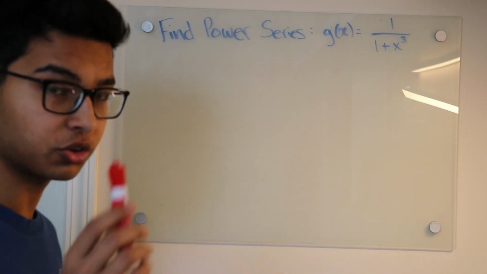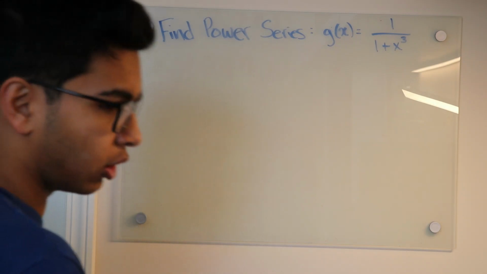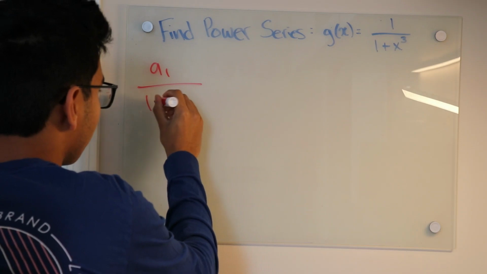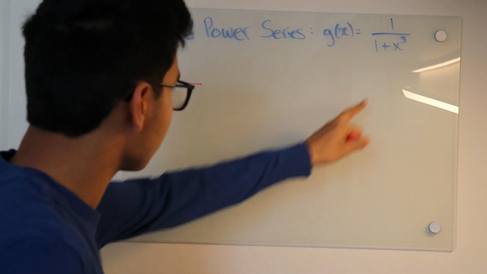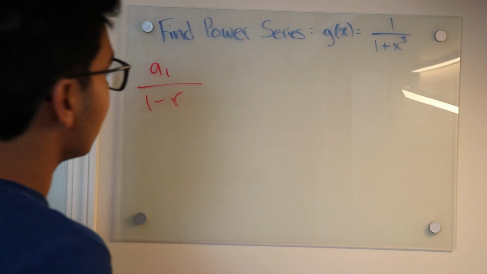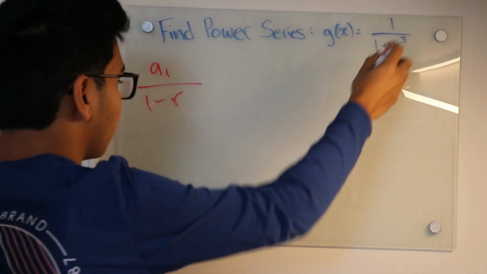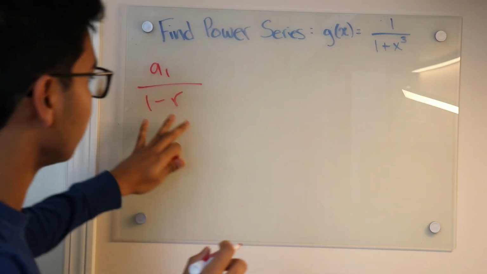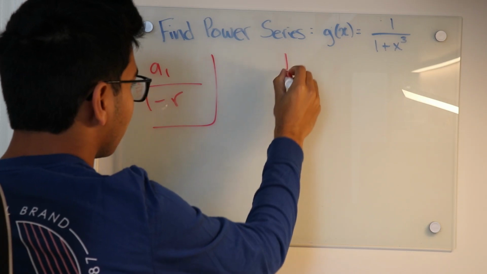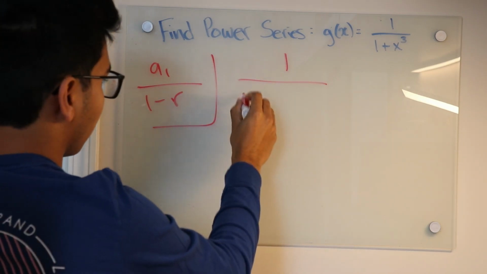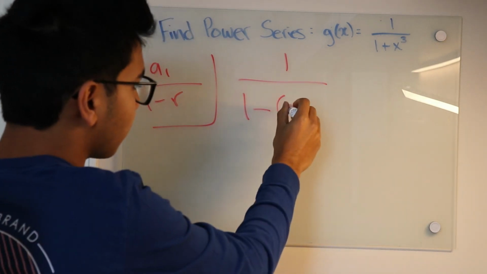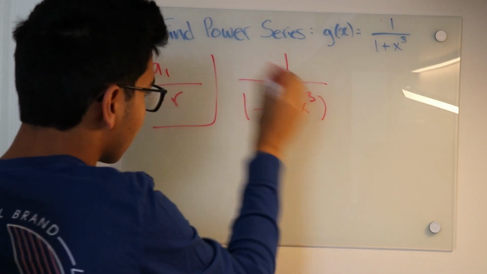So what you should remember whenever you make a power series is you always want to put it back into the form a1 over 1 minus r. So as you can see, this is pretty close to that form, but it's not quite there yet. We know that the a1 is going to be 1, but we need to take this 1 plus x cubed and put it into this form. So to do that, we just have to do 1 over, and then you have to do 1 minus, and then what would make this equal to this? You just have to make it minus x cubed.